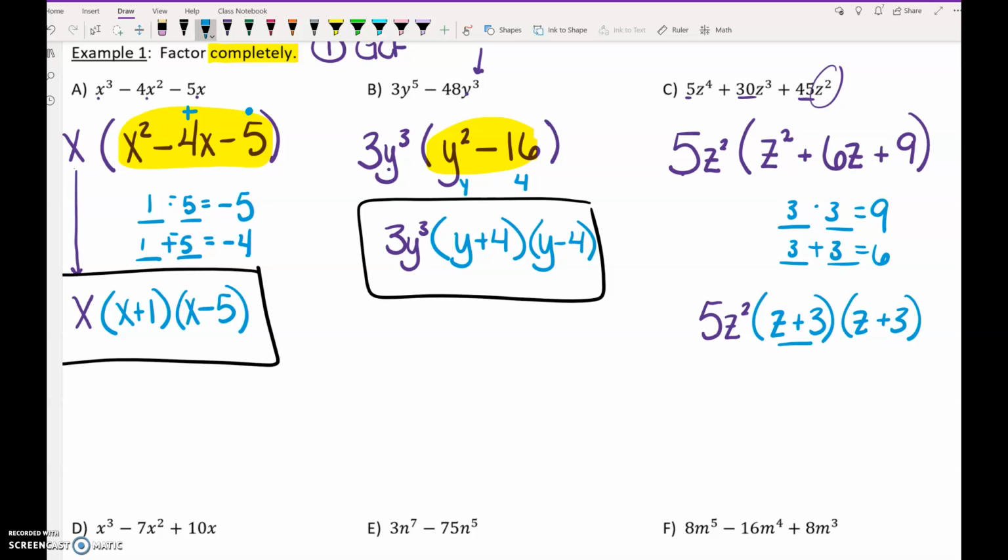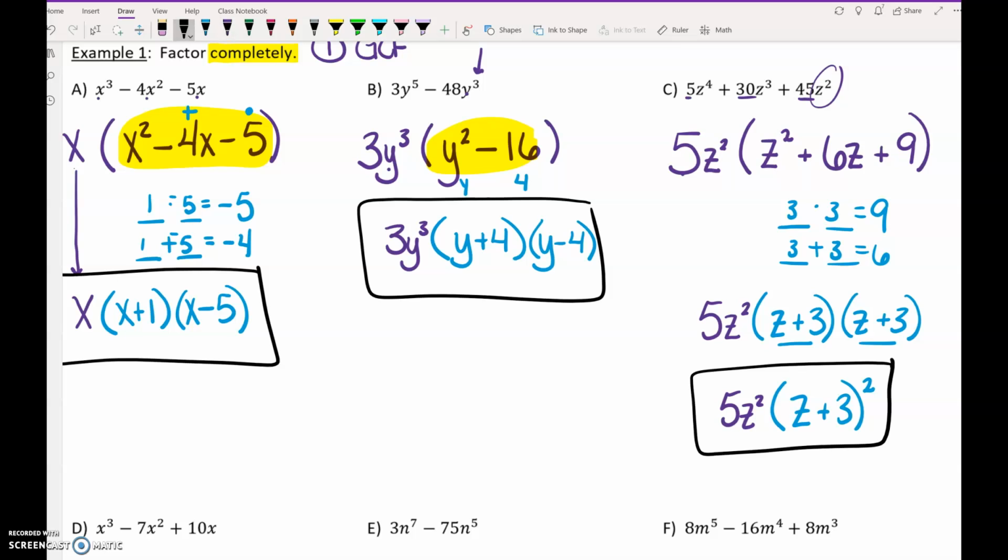Do you notice anything interesting about the z plus 3 and the z plus 3? They are completely identical. That means we can write it as z plus 3 squared with the 5z squared in front. Now I want you to see the difference between B and C. In example C, z plus 3 was identical to z plus 3, so we can write it as z plus 3 squared. In example B, are those two parentheses identical? Okay, so you might want to make yourself a note. These are not identical, so you cannot collapse it down into one set of parentheses. You have to leave them separate.